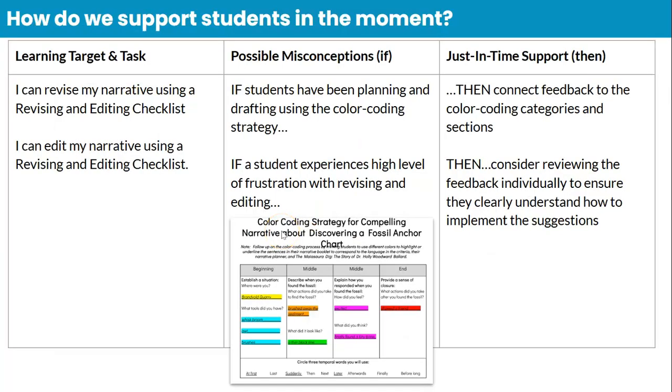There are a few just-in-time supports that can be implemented for students in W2.3b. If students have been planning and drafting using the color coding strategy, then connect feedback to the color-coded categories and sections. If students experience high levels of frustration with revising and editing, then consider reviewing the feedback individually to ensure they clearly understand how to implement the suggestions.